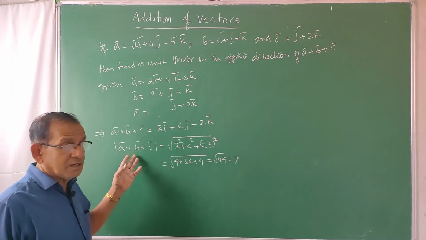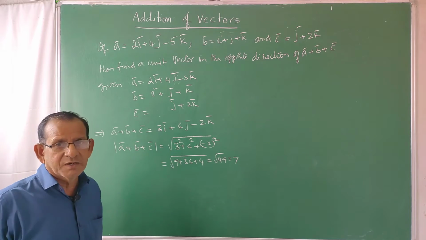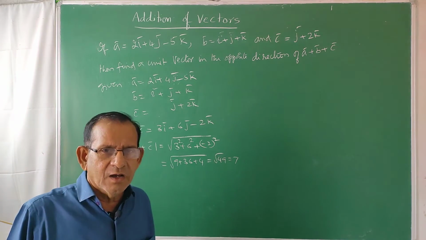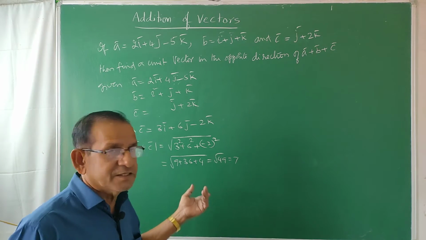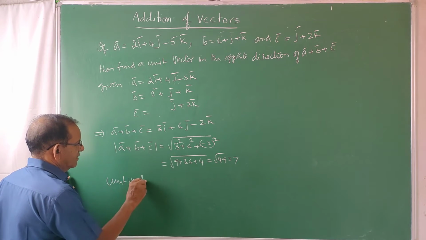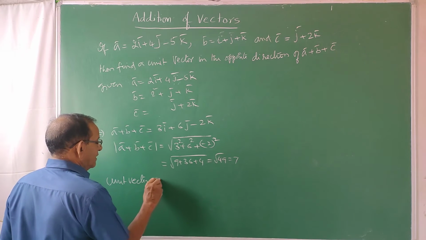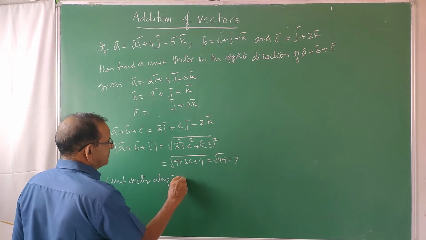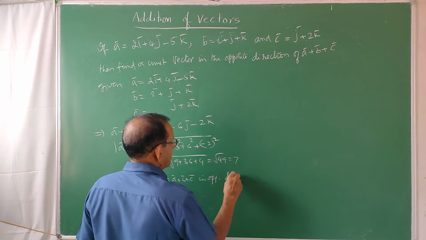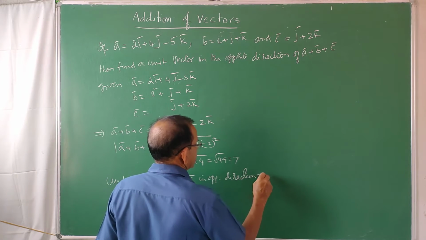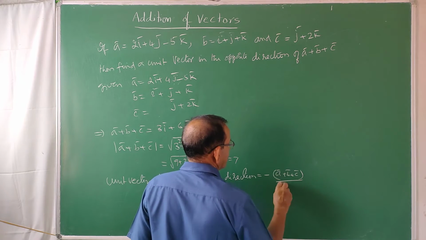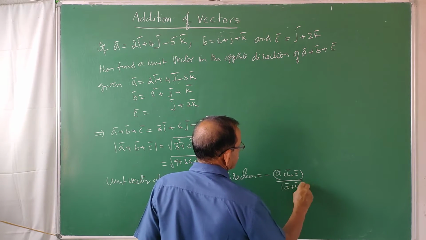So this is the length of the vector a bar plus b bar plus c bar. If you divide a vector by its length, you will get a unit vector along that vector, but here the opposite direction is required. So the unit vector along a bar plus b bar plus c bar in the opposite direction is equal to minus of a bar plus b bar plus c bar by modulus of a bar plus b bar plus c bar.